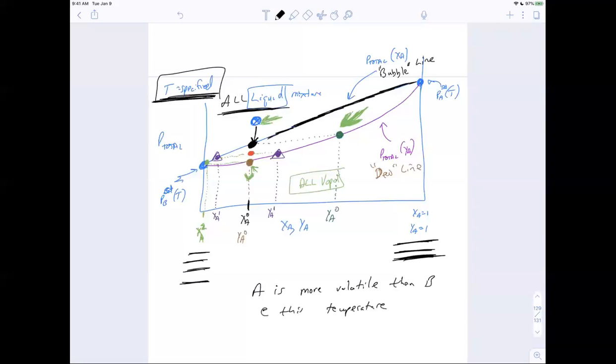But in essence, that's a detail. At the more gross level, to see the forest here, we say that A is more volatile than B because it has the higher vapor pressure at this temperature.